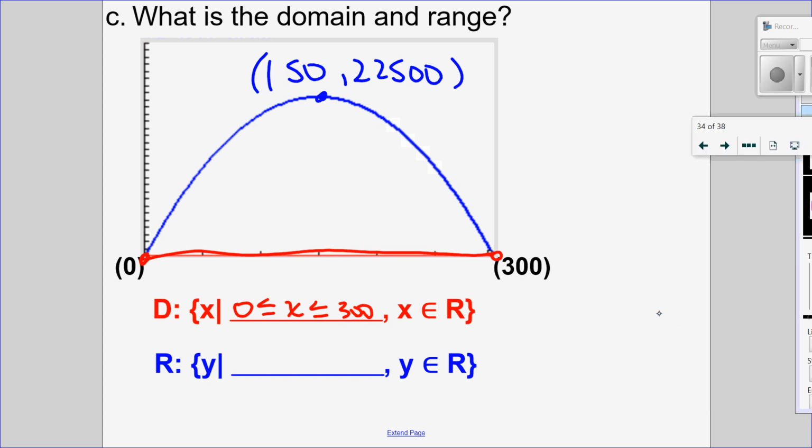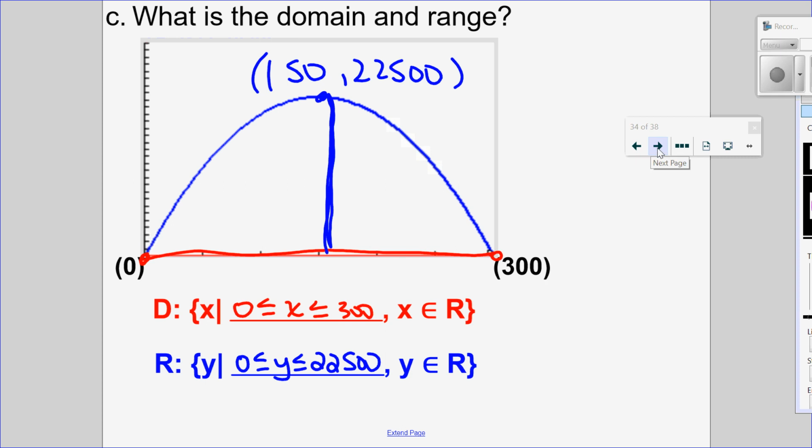Let's look at the range. The range is the height, so I can have a height of 0 up to the maximum, which is a height of 22,500. So it's going to be between 0 and 22,500, where still y is an element of the reals.